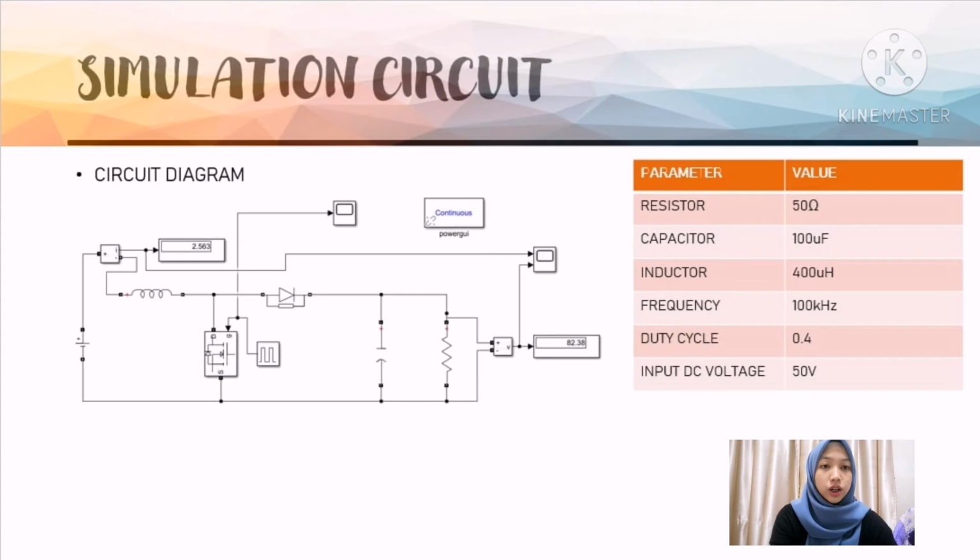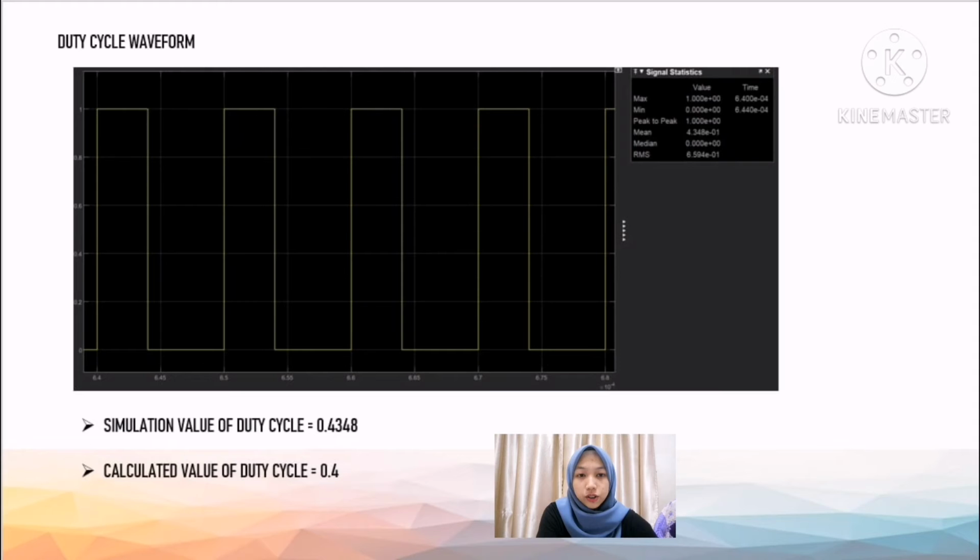Okay, so here are the parameters that we put in the circuit. The frequency that we chose is 100 kHz and the duty cycle 0.4. Okay, so here's the duty cycle waveform. For the simulation value of duty cycle, we got 0.4348, while the calculated value of duty cycle is 0.4. So the calculated and the simulation value is the same. There is no error in the calculation.